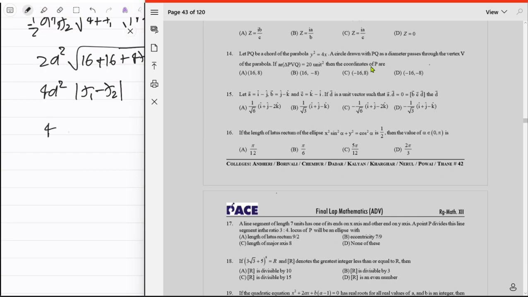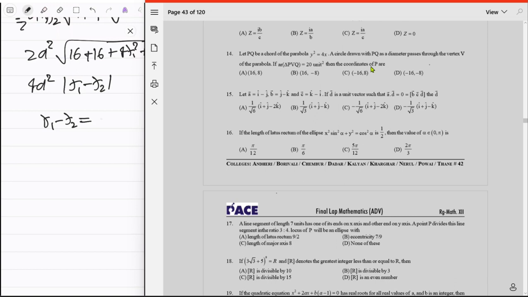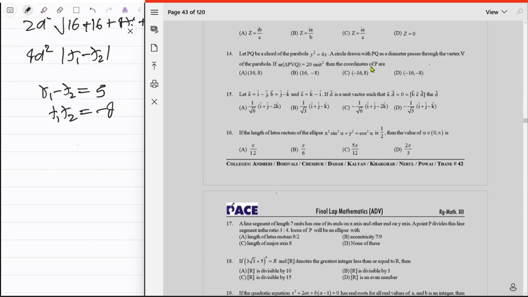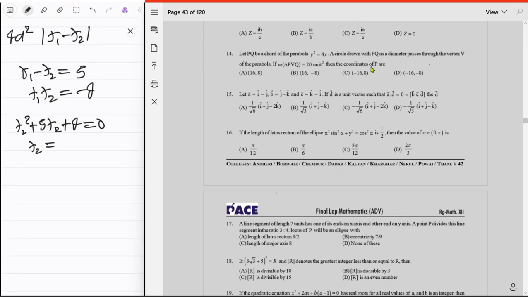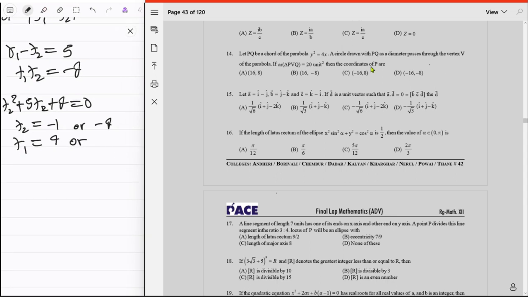So 4 times this is equal to 20 units, meaning mod of t1 minus t2. Let's say t1 is bigger than t2, then t1 minus t2 is equal to how much did they say, 5. Okay, and also we know that t1 times t2 is equal to negative 4, so we just have to figure out t1 and t2. Just put t2 plus 5 in there. So what will come here, t2 square plus 5 t2 plus 4 equal to 0, meaning t2 is equal to negative 1 and negative 4, which means t1 will be 5 plus t2, like 4 and 1, right?